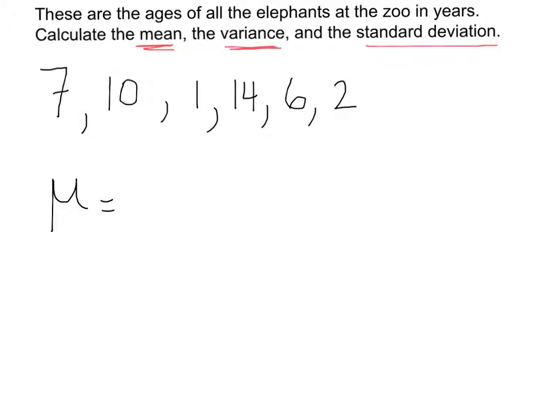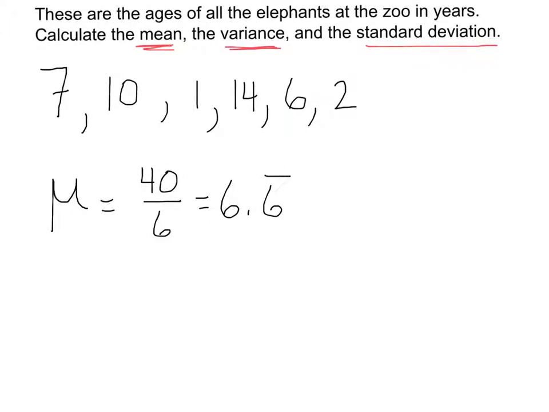To calculate that, you add up all the ages: 7 plus 10 plus 1 plus 14 plus 6 plus 2, and what do you get? 40. And you divide by how many there are, 6. What does that give you for the average age? 6.6 repeating years. So that is the average age of your population. Now it wants us to calculate the variance.